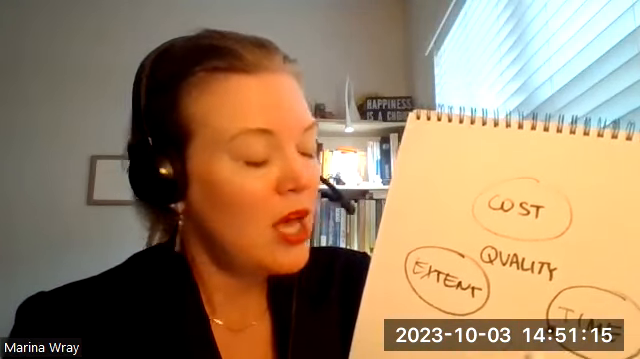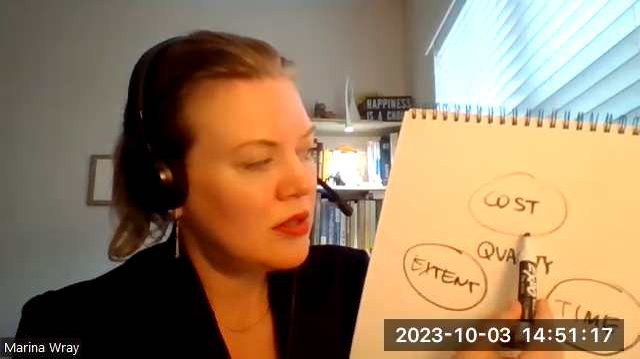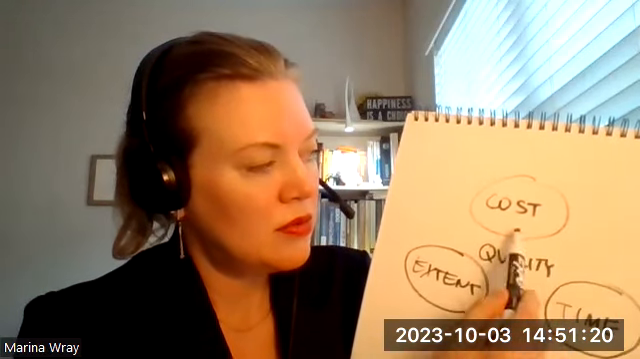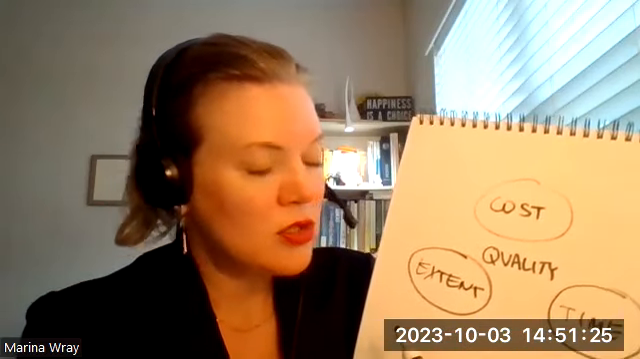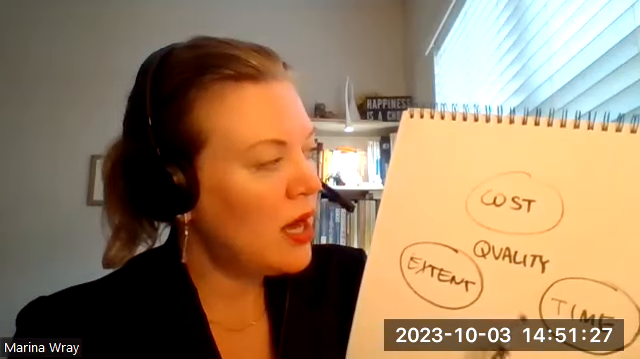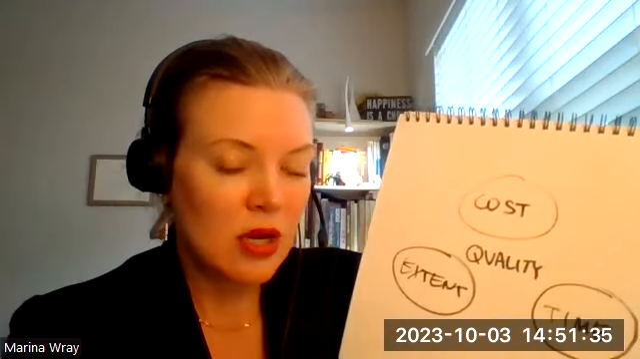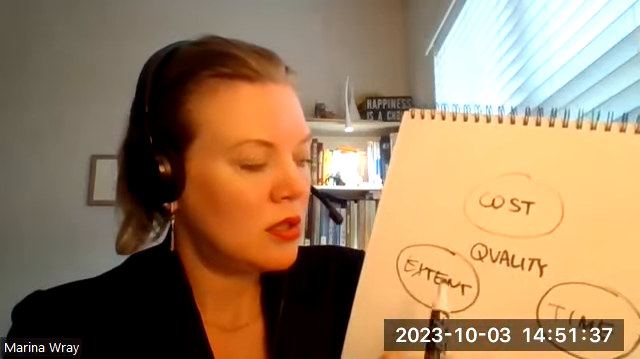In order to have your project done, you can only pick two. In project delivery, you can pick time and cost, but then the scope will be affected. Or you can have it done fast and with a good scope, a good extent, but then it will cost a lot. Or you can choose cost and extent, and then it will take longer. So you can only pick two when you work on a project like that.